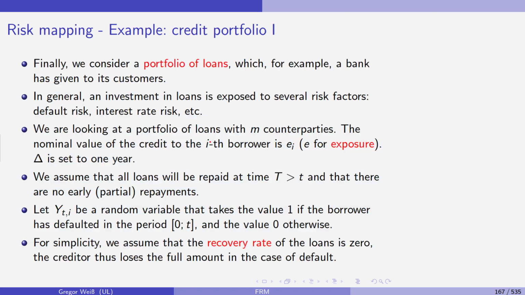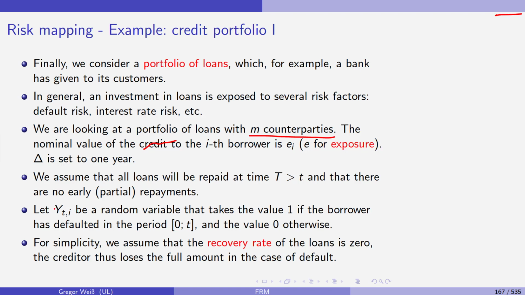So that's the duration. And last but not least, we'll consider a portfolio of loans. For example, bank loans. We are now looking at a portfolio of loans with M counterparties. The notional value of each credit and each loan is EI. E is for exposure. Lambda is set to 1 year. And we assume that all loans will be repaid at time capital T and that there are no early partial repayments.